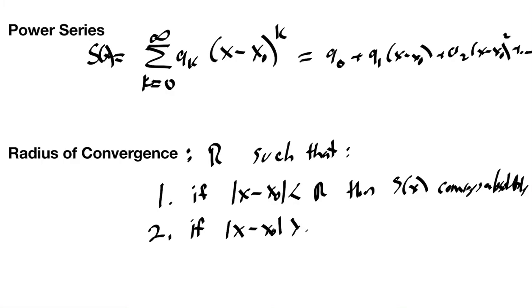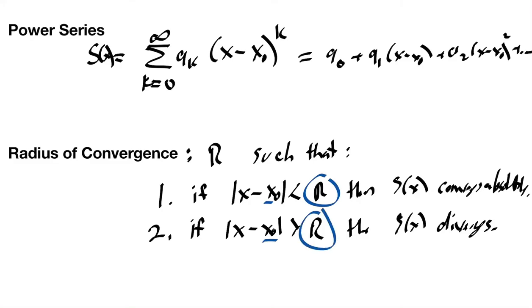And conversely, if x minus x naught is bigger than r, then our s of x diverges. So what's the real thing going on here? Well, we're really just saying how close are we to this center point, because this x naught is the center point. We're saying when we're close, that is when we're closer than r, it converges, and when we're greater than r, it diverges. And that's all we mean by the radius of convergence.